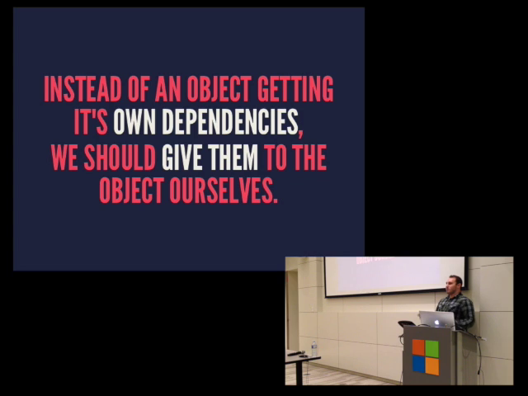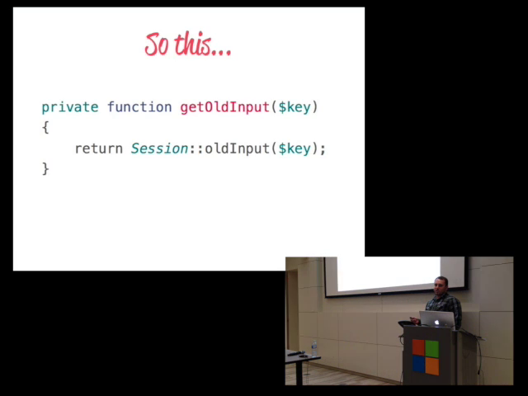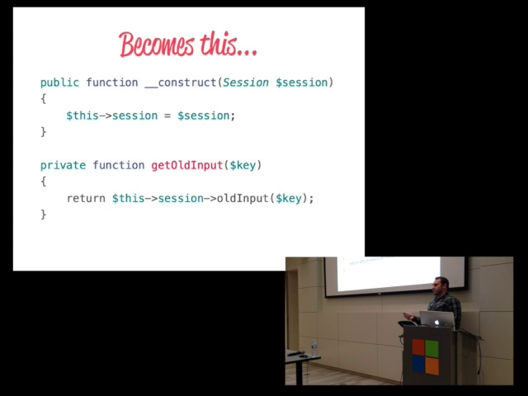It would make a lot more sense if you just trained your son to sit at the table and wait for someone to bring him dinner, and he doesn't have to know where the ingredients came from or what he's necessarily going to get, as long as he's getting something that he can eat, right? So instead of this implementation, where we're just making this static call to the session class and asking it for the old input, we can actually inject an instance of that session object into our form builder class and just ask that session object to give us the old input for that particular key.